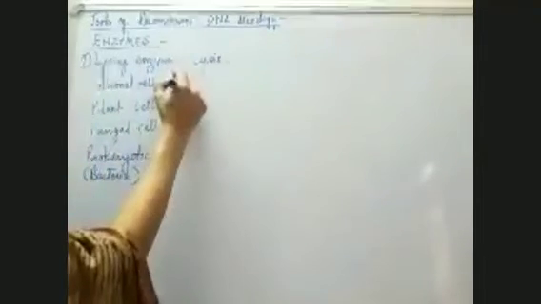If we come to the first type, which is the animal cell, in the case of the animal cell there is just one outer covering, and that outer covering is the cell membrane or plasma membrane. So in the first case, we have the plasma membrane.